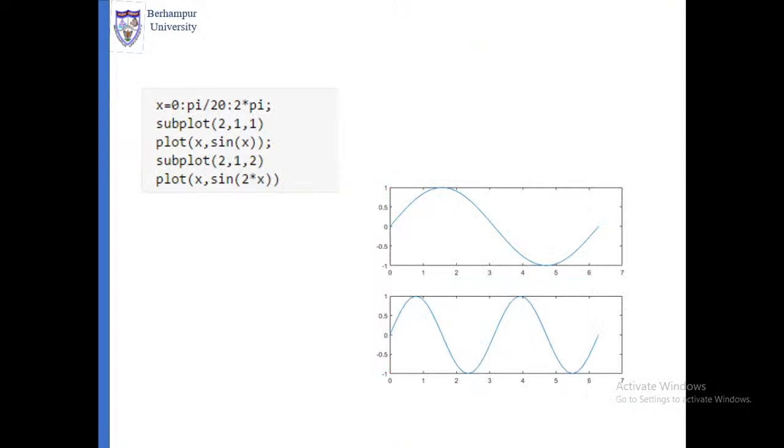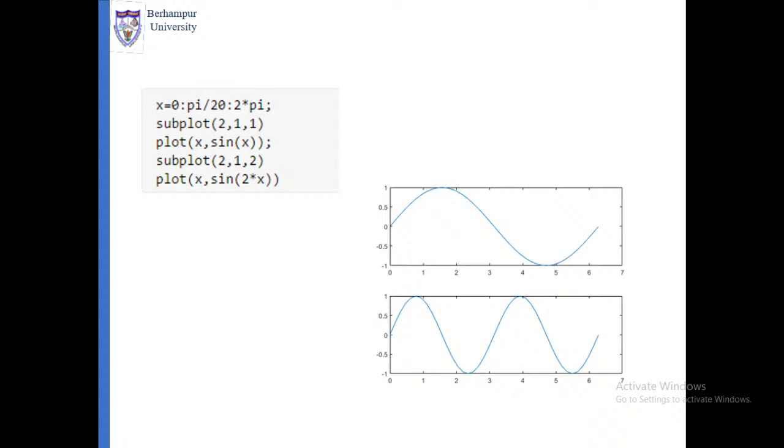Now you can see that the same program I am writing here. First is subplot(2, 1, 1), which means it is a 2 cross 1 matrix, which means 2 rows, 1 column. So it will be within 1 column, and there are 2 plots. So subplot(2, 1, 1) says that it is the first plot. The first plot is for x versus sin x, and the second one is subplot(2, 1, 2). That is the second plot.